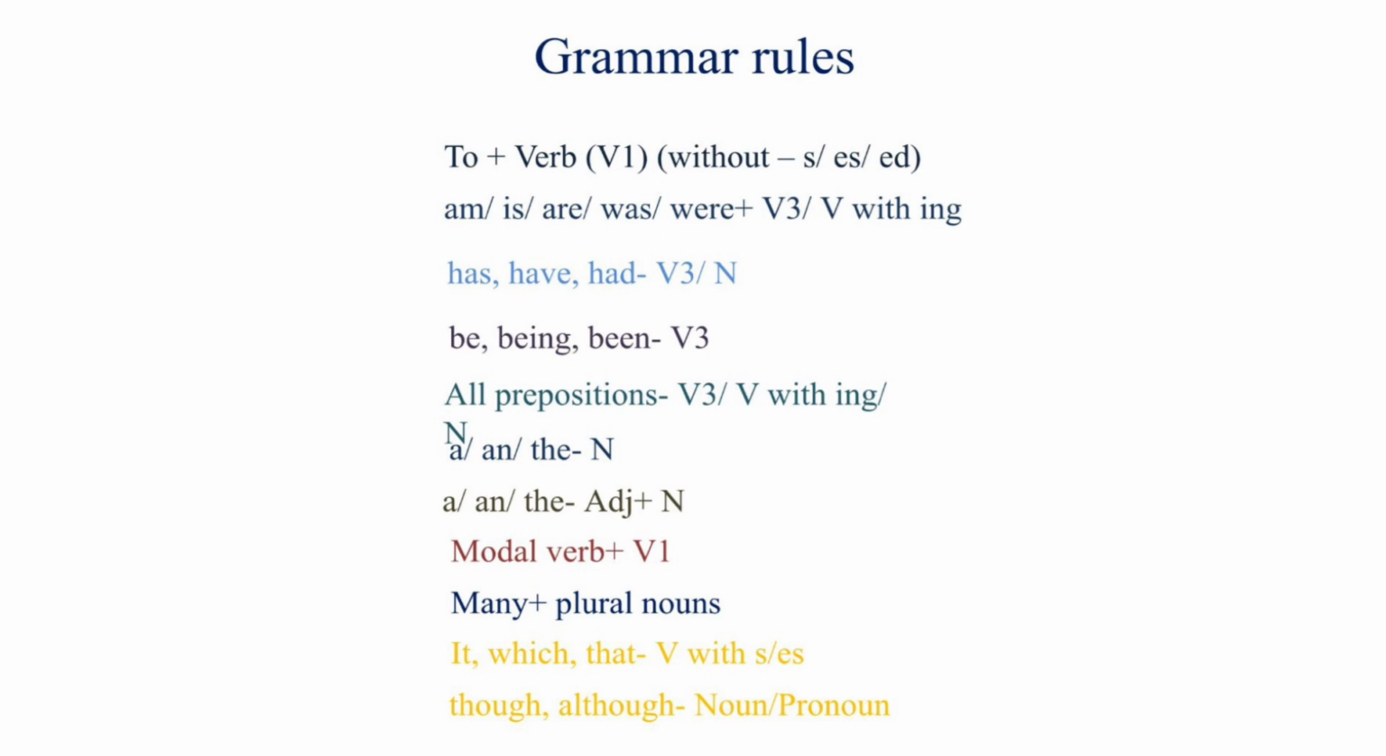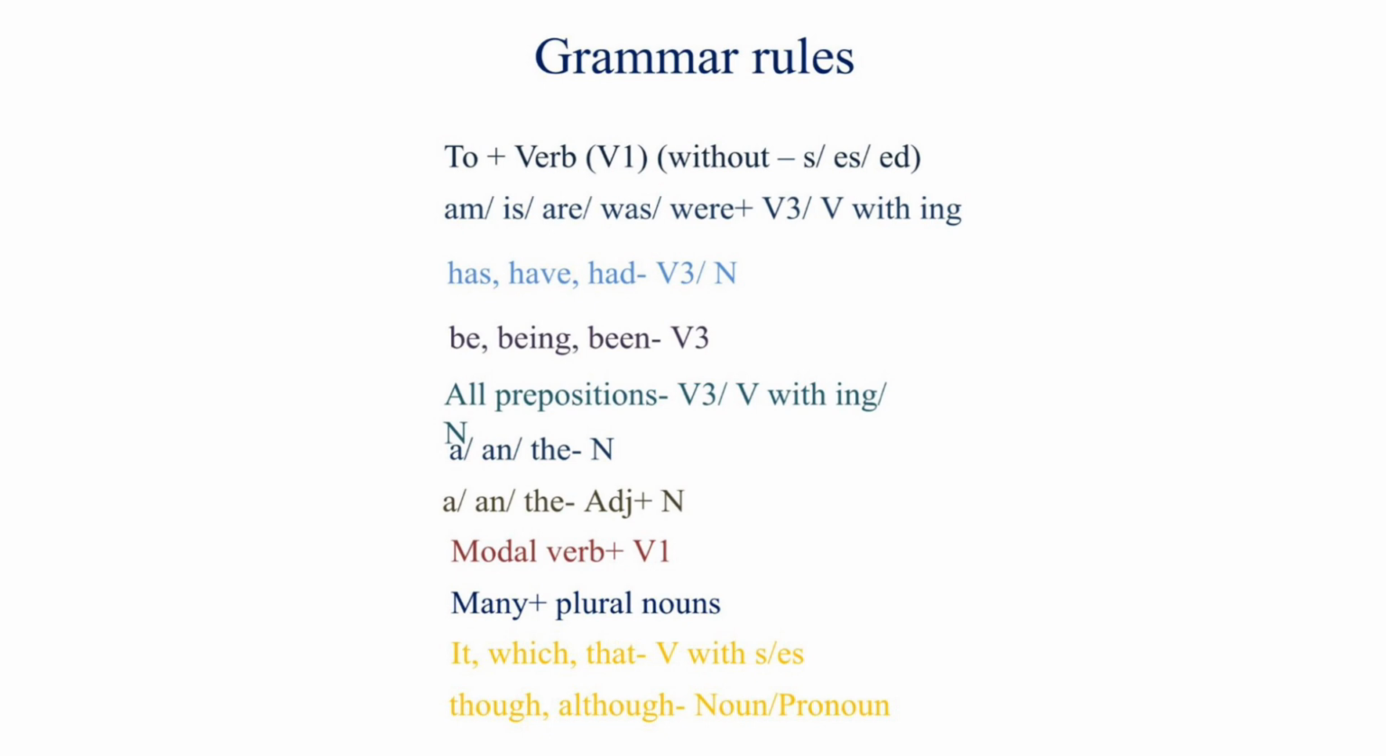That is V1, without ed, without s, without ing. So that kind of verb would be there in case there is "to" and a blank after that, to dash. So in this case, a verb would be required in that blank, and it would be V1.